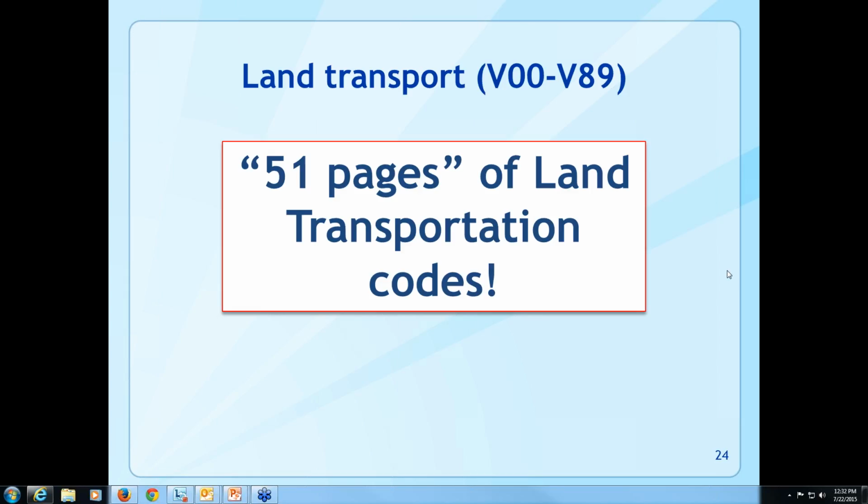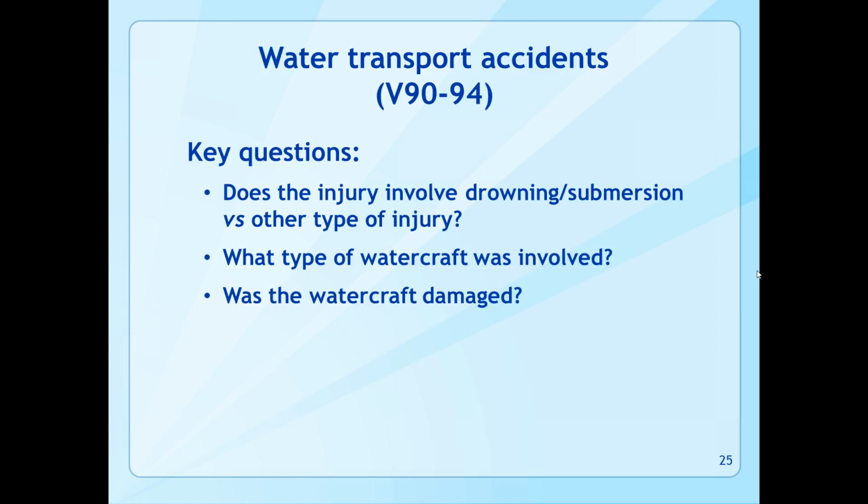All right, so let's go ahead and move on to the next topic. We've just talked a lot about the land transportation codes, but there are also other transportation codes for water, air, and other types of transport events. I'm not going to go into any detail on the air or other types of transport events. They're fairly straightforward and similar to those in ICD-9-CM. So I suggest you look at those on your own.